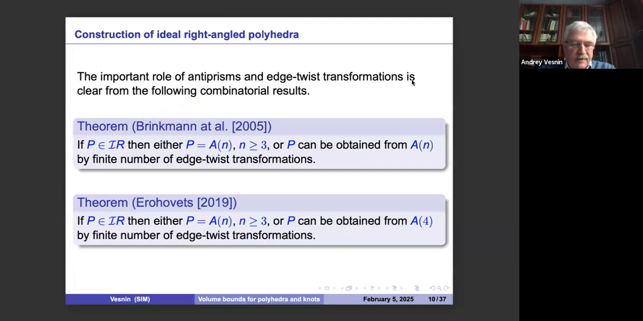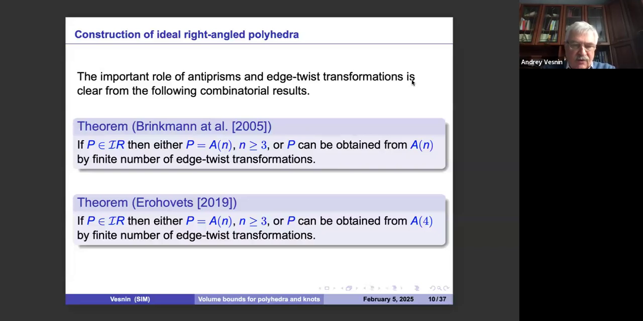The role of antiprisms and H-twist transformations is clear from the following combinatorial results. People from graph theory, Brinkmann and his co-authors, considered this H-twist operation to construct new planar graphs, and they observed that you can obtain polyhedra from our family combinatorially if you consider antiprisms and the H-twist transformation. So any ideal right-angled polyhedron is an antiprism or can be obtained from some antiprism by a finite number of H-twist transformations.